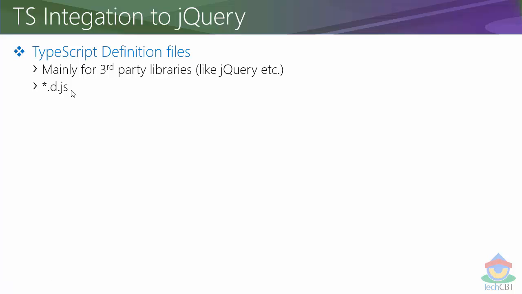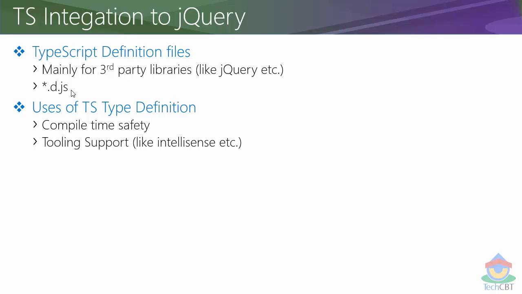What are the main uses of TypeScript definition files? The main important part of a type definition file is compile time safety. Imagine you are not using a TypeScript definition file, or no definition file at all. Then whenever you transpile or compile your TypeScript application, it will not be able to figure out whether your third-party library related functionality compiles successfully.